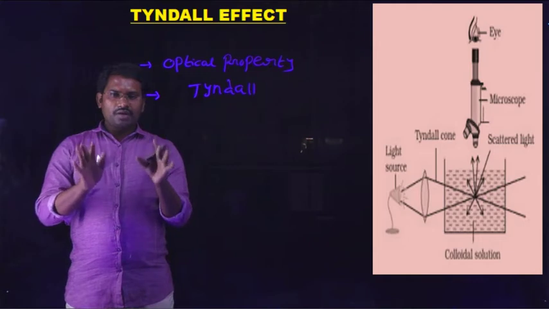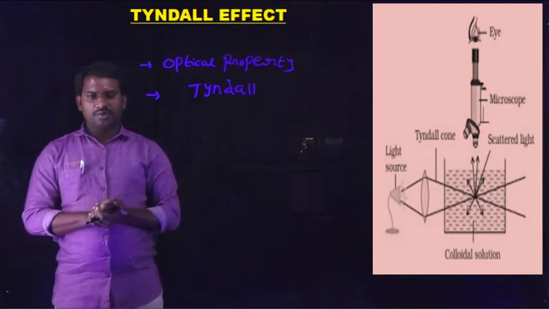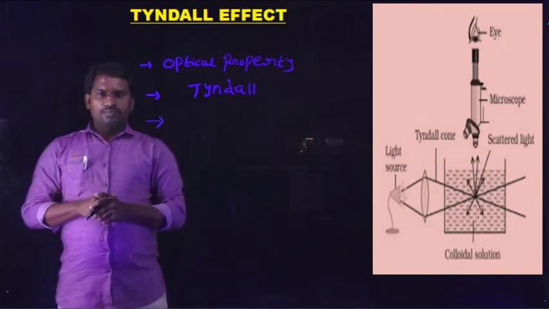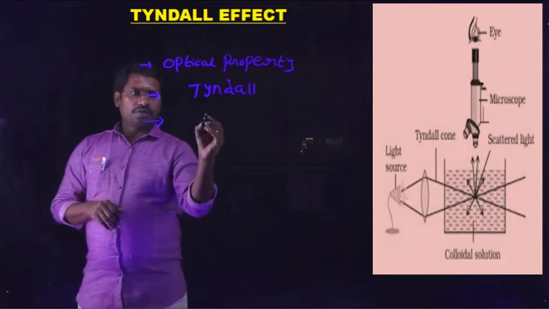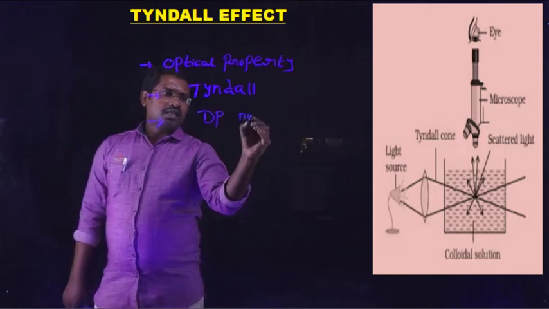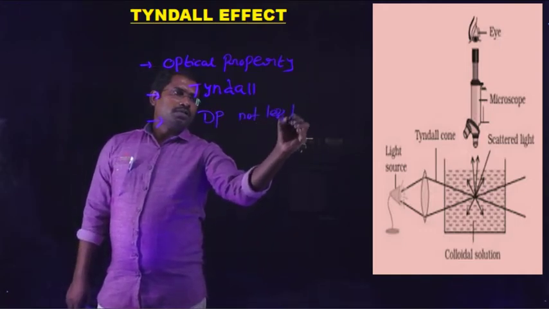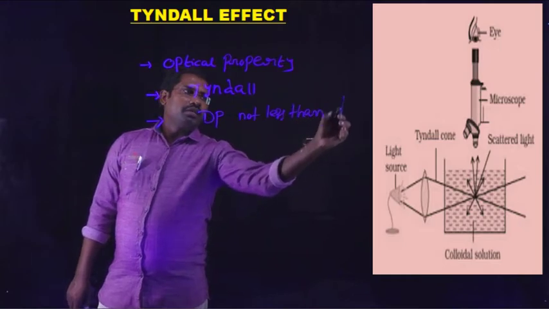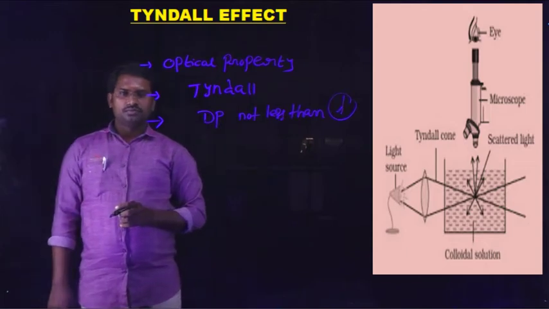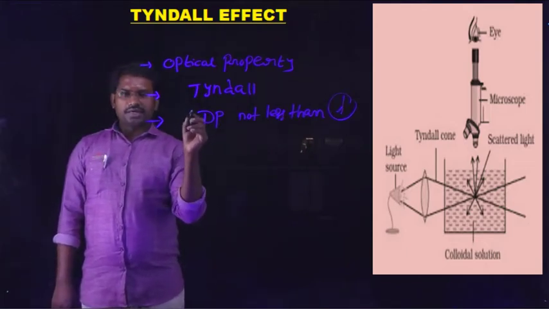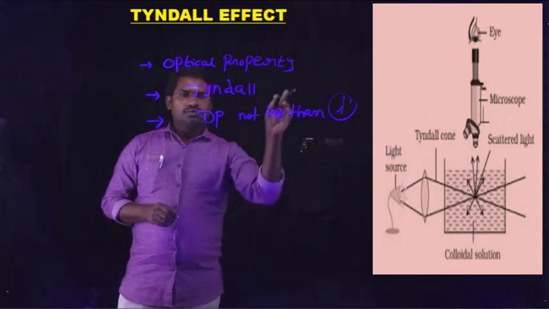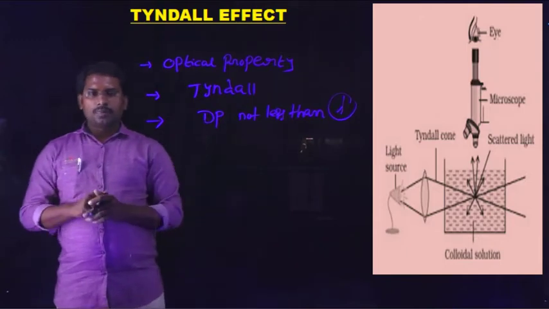So what are the main requirements for the phenomenon of the Tyndall effect? The first important thing is that the diameter of the dispersed phase particles in a colloidal solution is not less than the wavelength of the beam of light. This is the first condition. The particles present in the dispersion medium have a diameter not much less than the wavelength of the light which is passing through that colloidal solution.